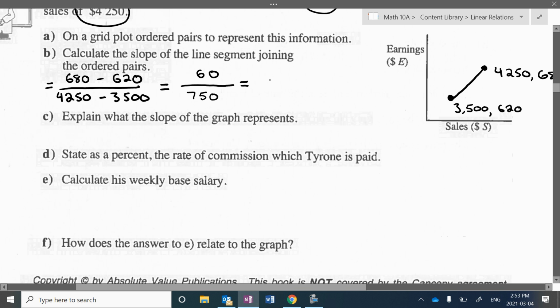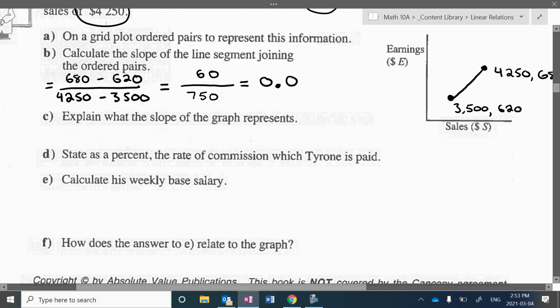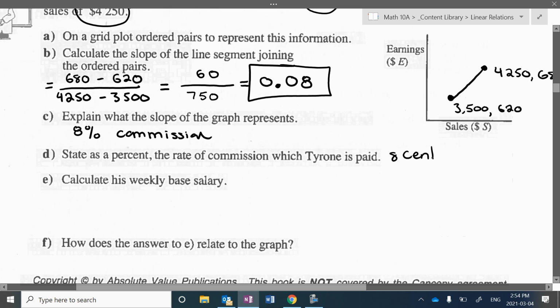When you do that division, we get 0.12. Just kidding, I'm looking at the wrong question. We get 0.08. My apologies. Make sure you write down that actual answer. When you do that division, you get 0.08. So that means they get 8% commission. Remember, whenever we work with percentages, you work in decimal form. So that means he's earning 8 cents per dollar that he sells.